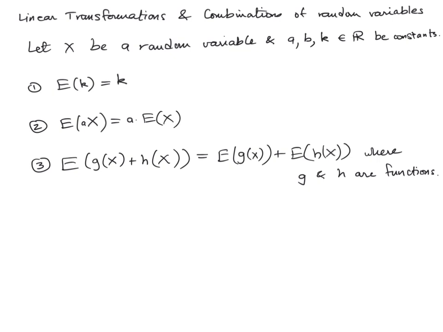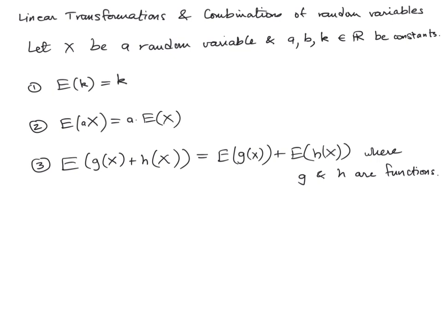And then if g and h are functions of x, and we've seen that before, for example, variance is a function of x. It's the expected value of x minus mu quantity squared, so that's a function. So if you have the expected value of g of x plus h of x, it's okay to separate out the expected value of g of x plus the expected value of h of x.